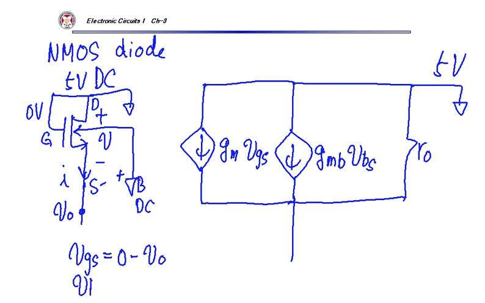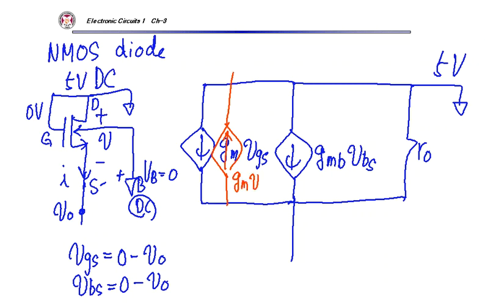Okay, what's VBS? This bulk voltage is 0, right? AC 0. Okay, so I can replace this one with current flowing like that, which is GMVO. This is 0, this is VO. Similarly, this one is also replaced by GMVO, right? So the current is proportional to VO, which is the voltage drop across this dependent current source.